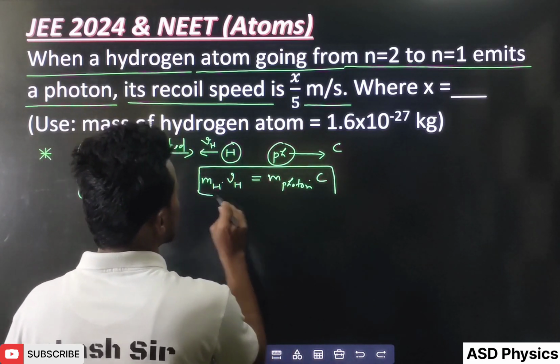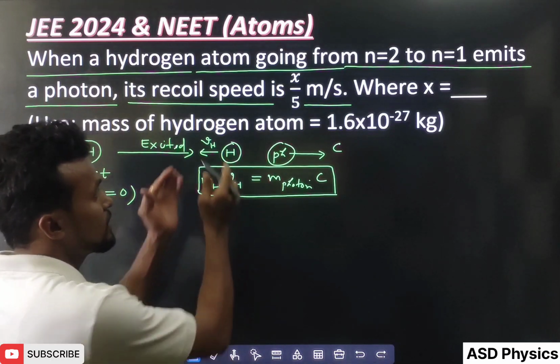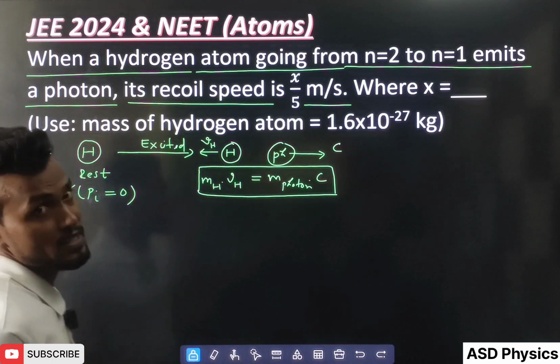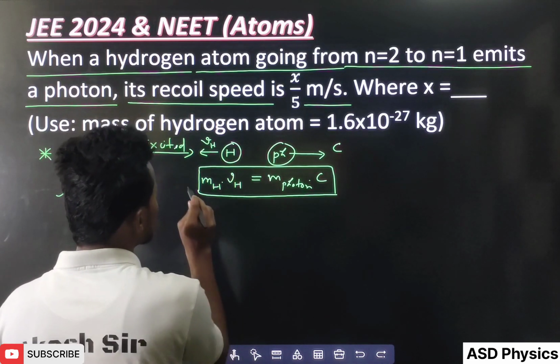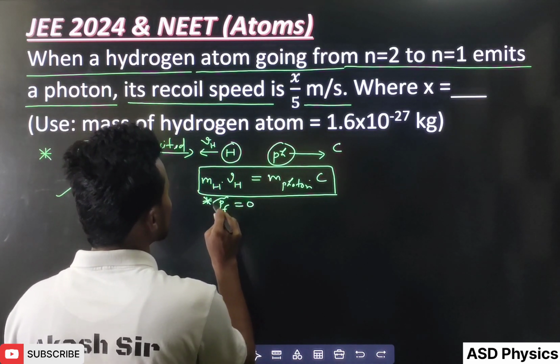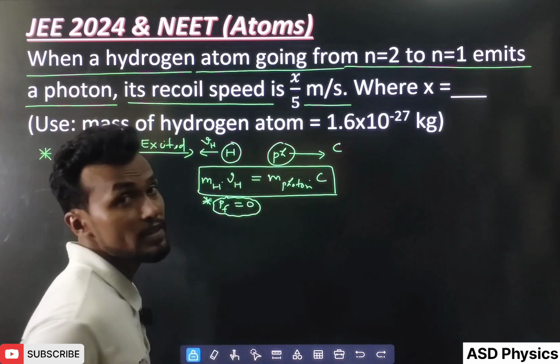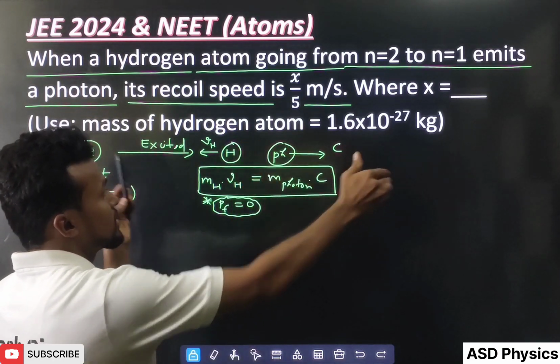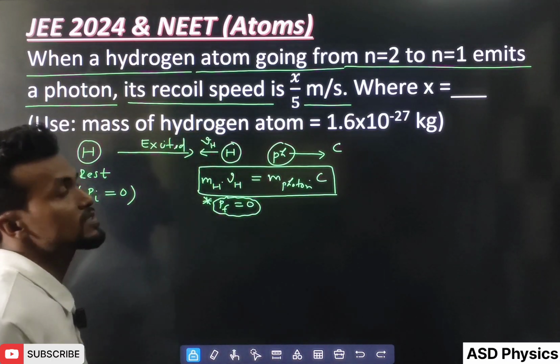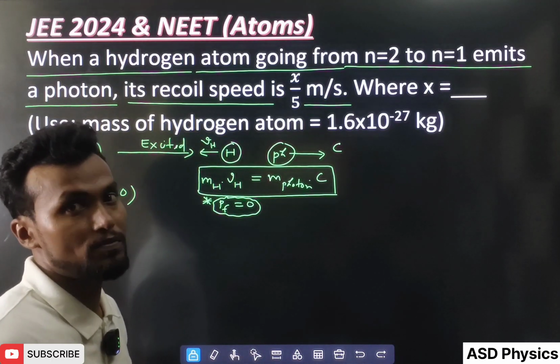Okay, and to conserve the momentum, in which direction will they move? Opposite direction. So the initial momentum is 0, and the final momentum is also 0. To make the final momentum 0, both will move in opposite directions. Okay, so we only have to calculate this recoil speed, to conserve the momentum.